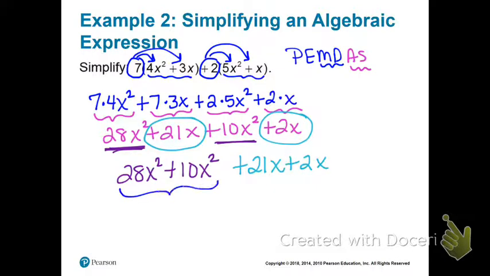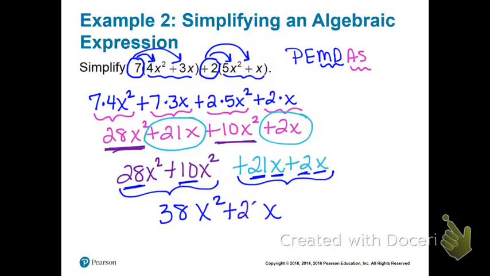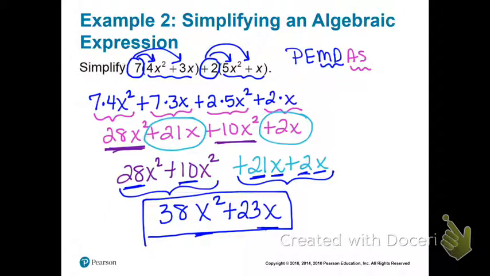And then combine your like terms. 28x squared plus 10x squared. They're like terms, so we're going to keep our x squared, and we're going to add the coefficients. 28 plus 10 is 38. Here we have 21x plus 2x. We're going to keep the like term, and we're going to add the coefficients. 21 plus 2 is a positive 23. These two are not like terms because their x's aren't the same. One is x squared and one is just an x. So this is our solution. And that is the end of P.1.